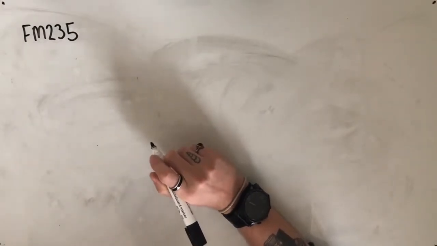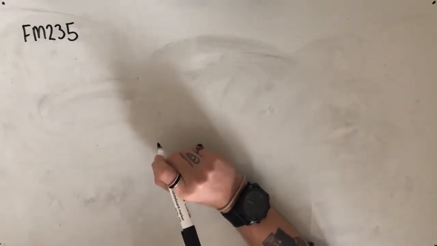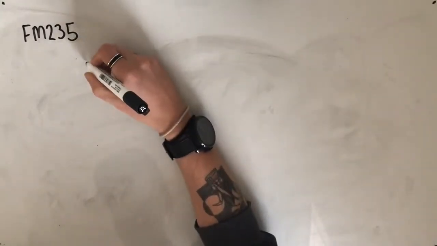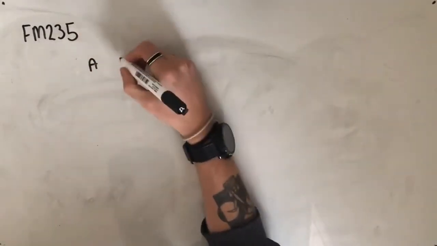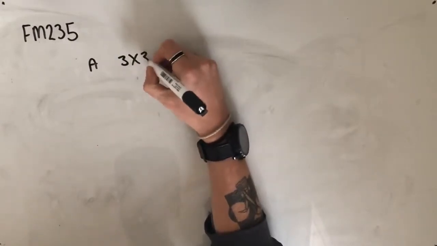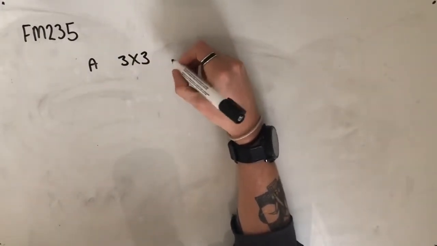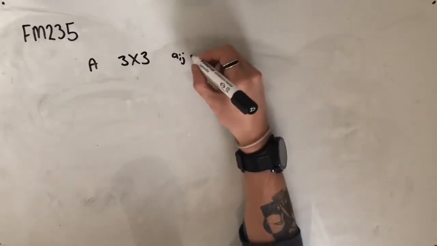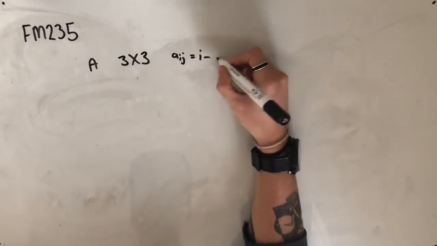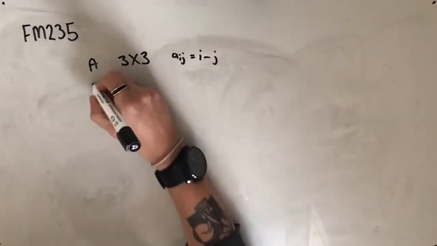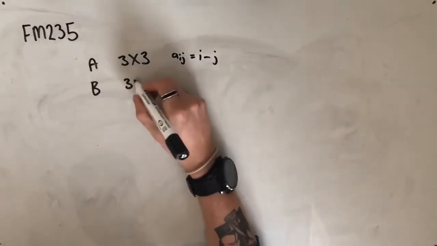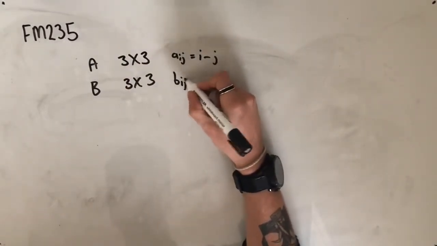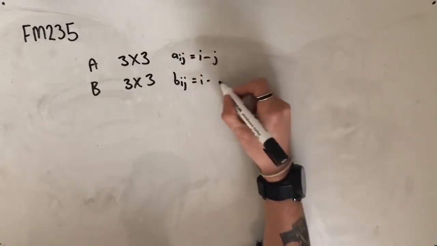This question reads, the table below shows information about two matrices, A and B. And then we're given a table that tells us that matrix A is a 3 by 3 matrix and the elements in A are defined by the rule Aij is equal to i minus j. And with matrix B, it's also a 3 by 3, and the elements in matrix B are defined by the rule i minus 2j.